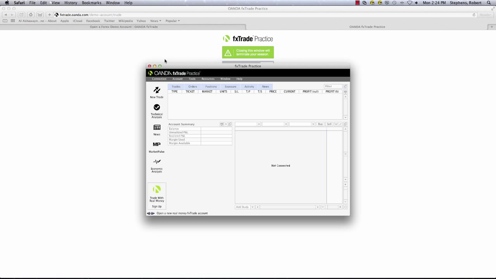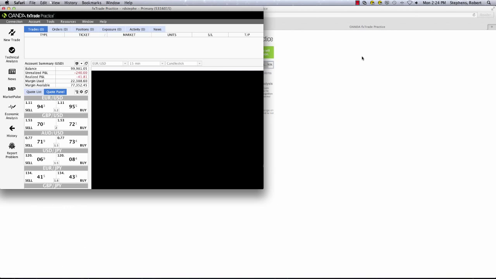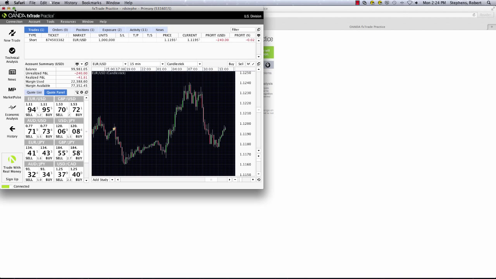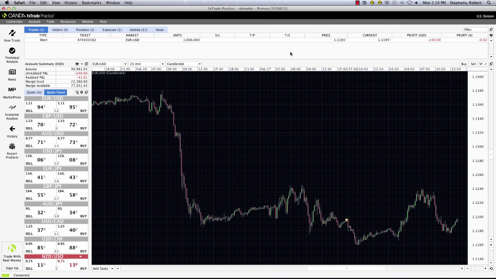and here is my trading screen. I want to maximize the size of that, and it's loading. Maximize again. Okay, it's still loading some information there. Okay, so this is our trading interface, and you can tell that we have some currency pairs over here on the left.